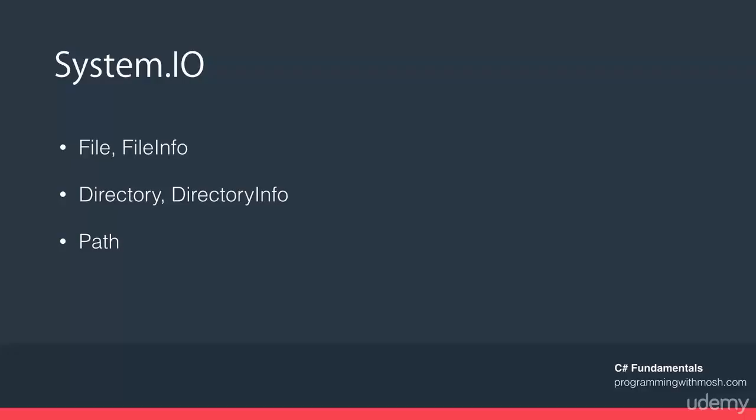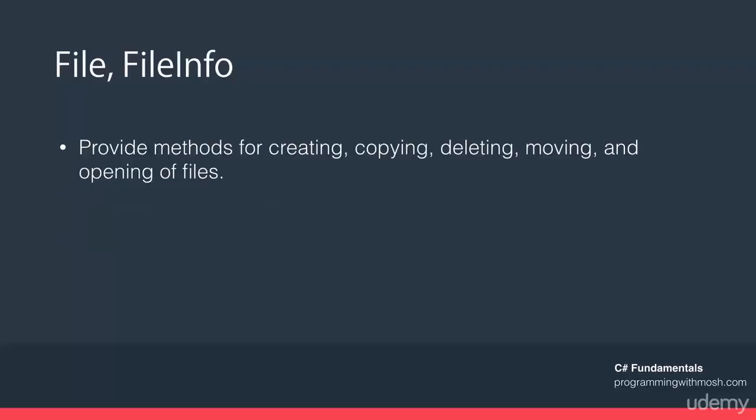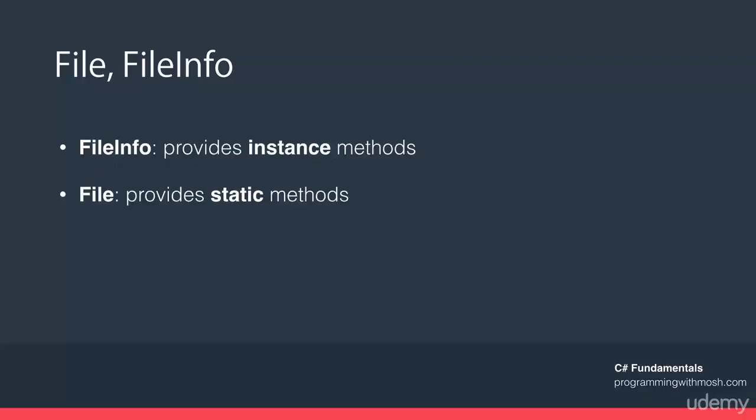But in this lecture, I'm going to introduce you to a few very common classes that you might find useful in your programs. These classes include File and FileInfo, Directory and DirectoryInfo, and Path. Let's see the difference between them. The File and FileInfo classes both provide methods for creating, copying, deleting, moving, and opening files. They have very similar interfaces. The only difference is FileInfo provides instance methods, whereas File provides static methods.